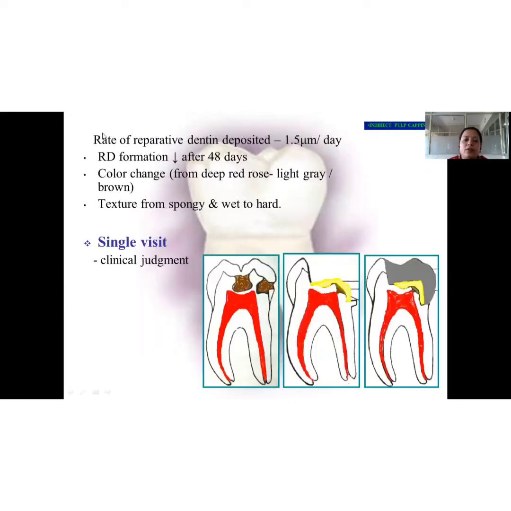Now, the rate of reparative dentin deposit. The rate of reparative dentin deposit is 1.5 μm per day. Reparative dentin formation decreases after 48 days. The color of the dentin changes from deep red to light gray or brown, and the texture changes from spongy and wet to hard. So the texture also changes.